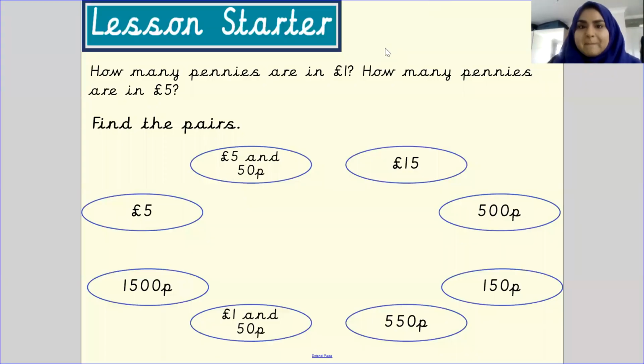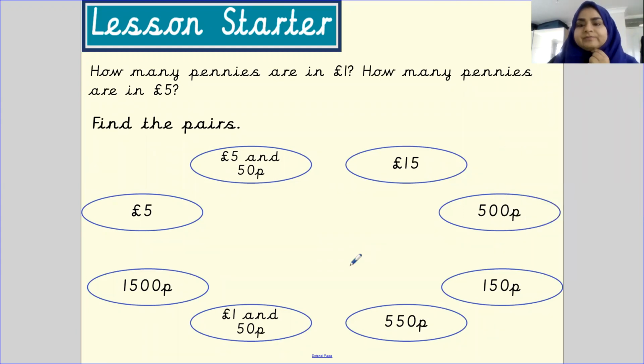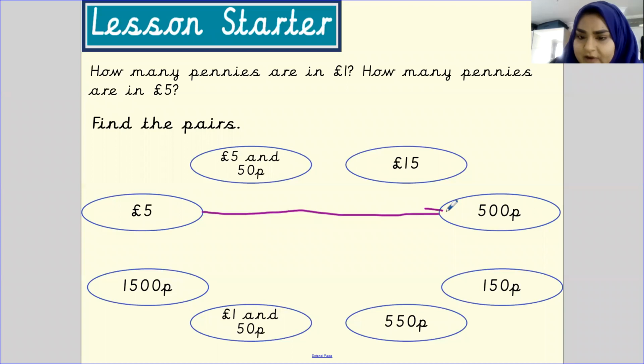Okay, so we're going to match these up. Basically, if I know £1 has 100 pennies, how many does £5 have? Shall we count in hundreds? 100, 200, 300, 400, and 500. So £5 has 500 pennies.